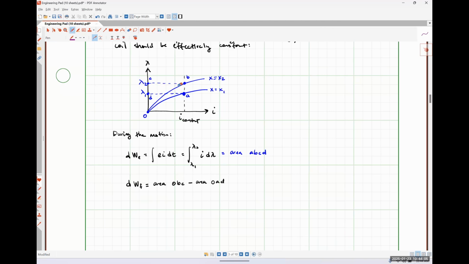OBC is that total area, and OAD is that area in pink. So our change in field energy is just the difference of those two areas, right? Because everything above that line, or above our curve, was our field energy.